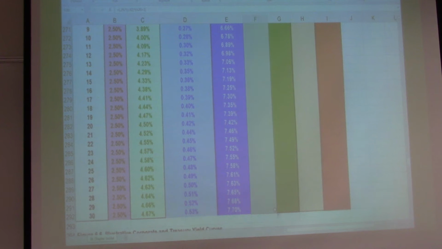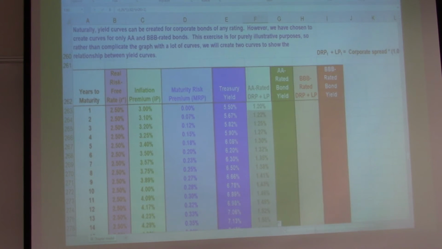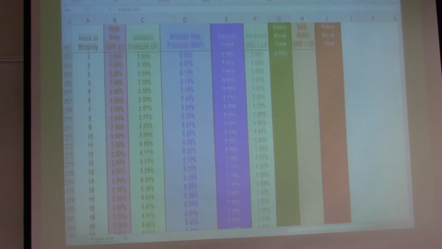Do you have to? No, I didn't. No, you don't have to. See, that didn't say percent. Yeah, and then you add them up. So just treasury security plus this additional default and liquidity. That will be your AA.